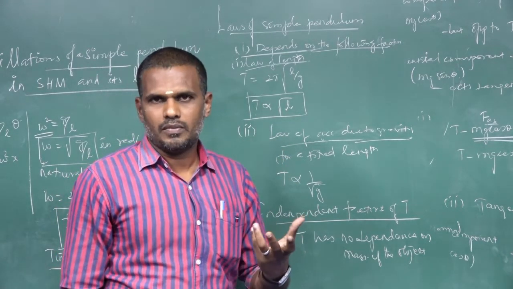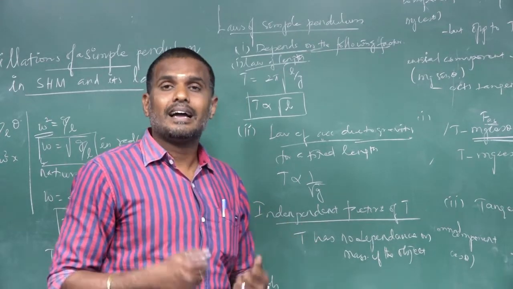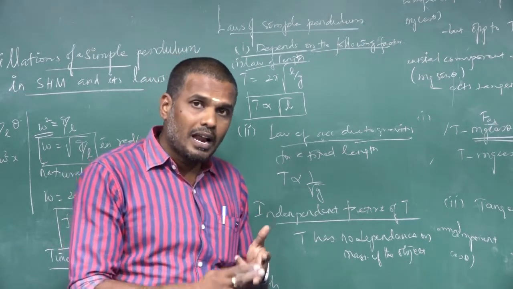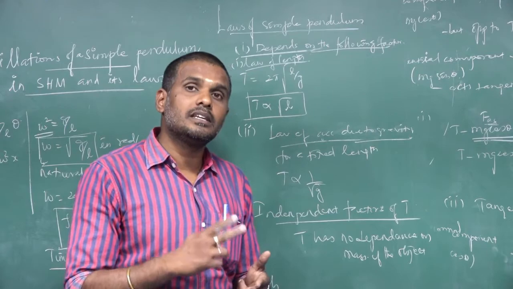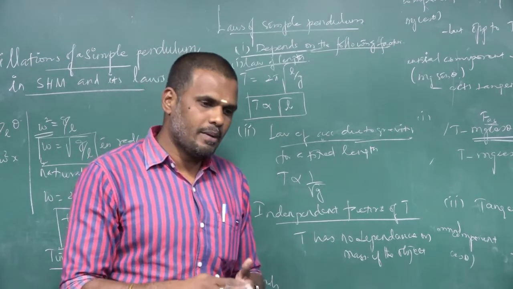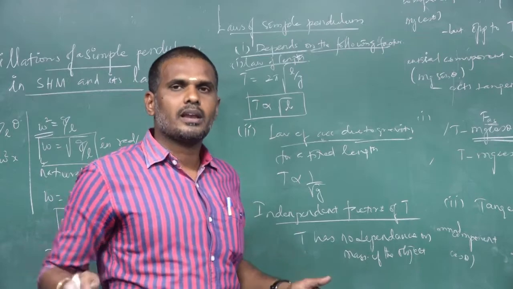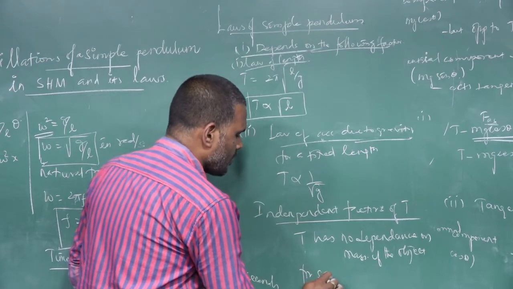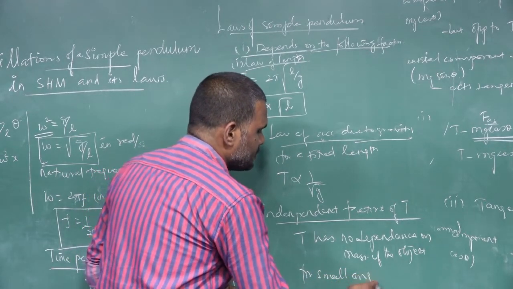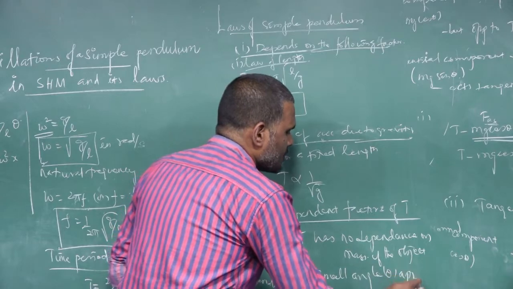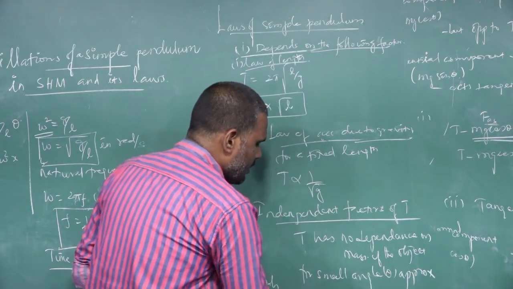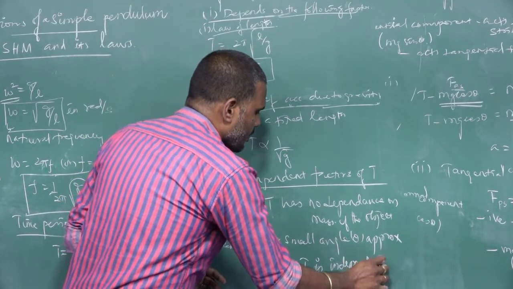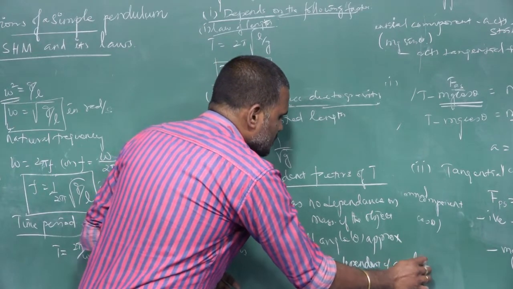So, for smaller angle approximations, which means for smaller angles, the time period of oscillation is independent of amplitude. For larger angles, time period of oscillation has a dependence. So we are not going to speak about the larger angles here. For small angle approximations, the time period of oscillation is independent of the amplitude of oscillations.